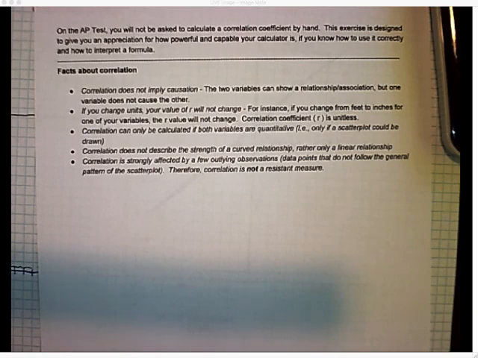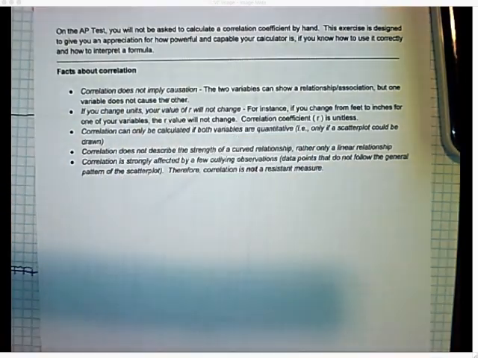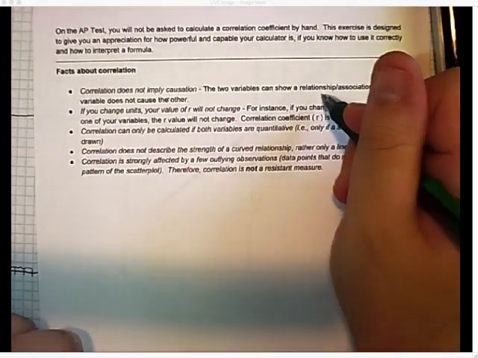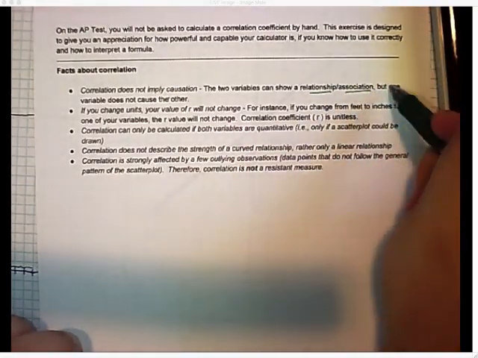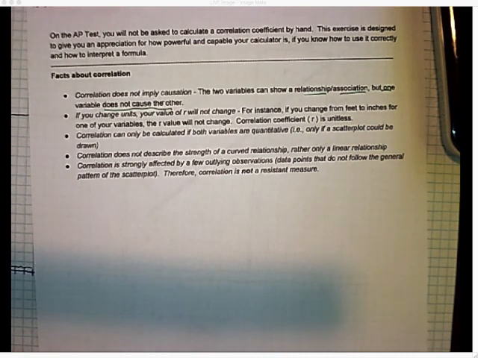All right, so some important facts. Correlation does not imply causation. Points per game, the number of points a team scores, does not cause how many wins that team has. It's a factor, okay? So you can't use the word cause. The two variables can show a relationship, but one variable does not cause the other. Very important point.